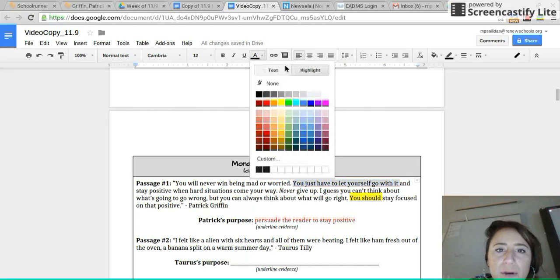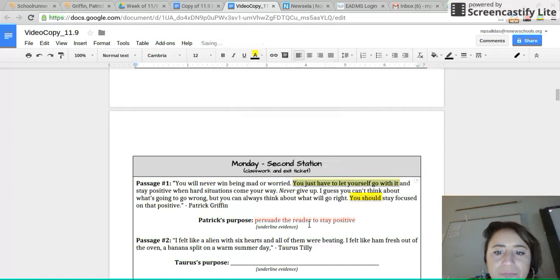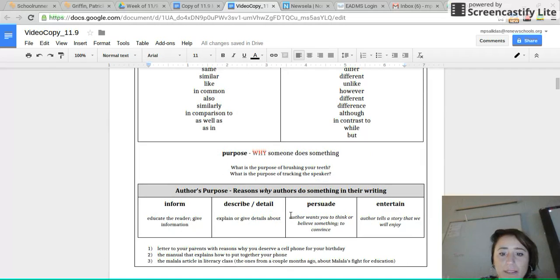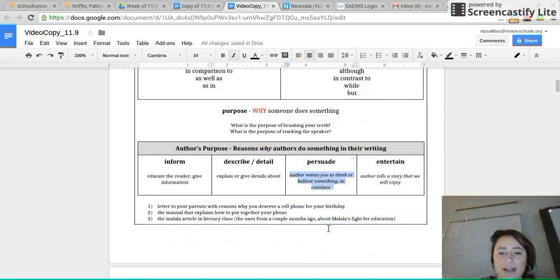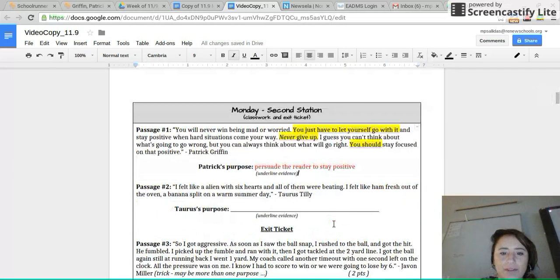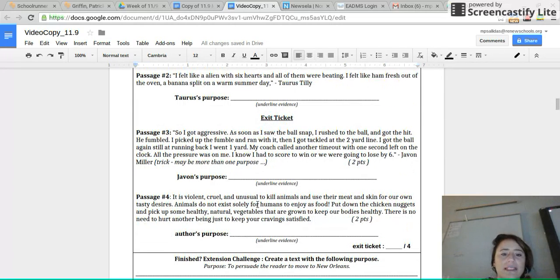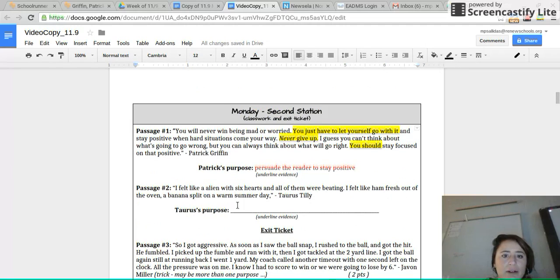He's telling people, trying to convince them to stay positive. Never give up. He's actually telling them something. So here I read this and I know that Patrick is trying to persuade me or wants me to think or believe something, trying to convince me to stay positive. You can go ahead right now and do the rest on your own. I'm grading the second 2 for an exit ticket, so make sure that you take your time. And you will not get full points unless you underline evidence and give the whole purpose.